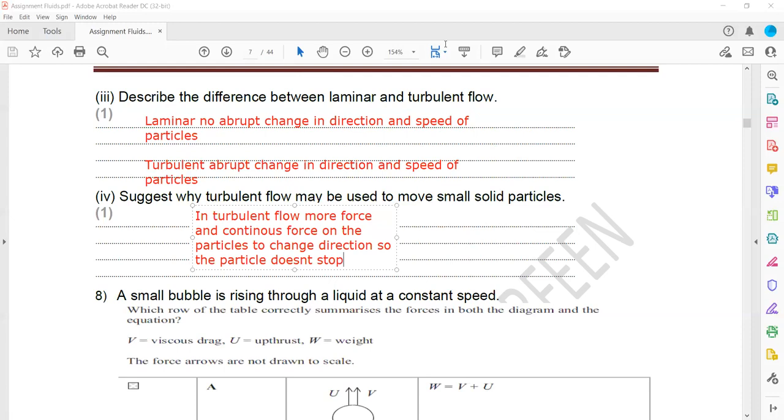Is it clear? Question 7, the last two parts. Any doubt till this point?